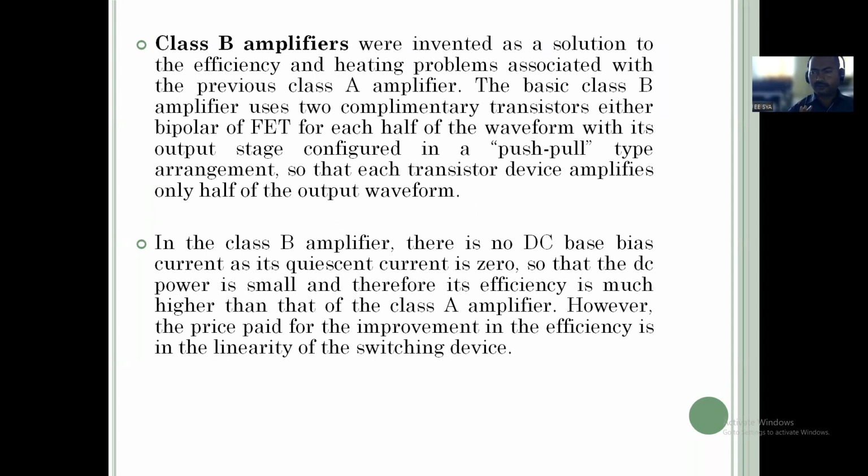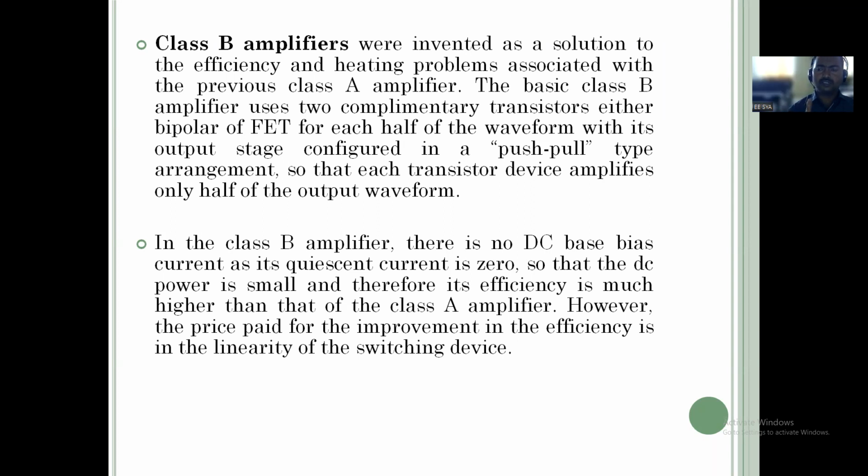These are some positive things about this configuration. But some disadvantages are that although efficiency increases when we use class B, or when we use two transistors, linearity suffers. Linearity means that whatever input signal is applied, it should be replicated in the output, but that does not happen. This happens due to the crossover distortion.